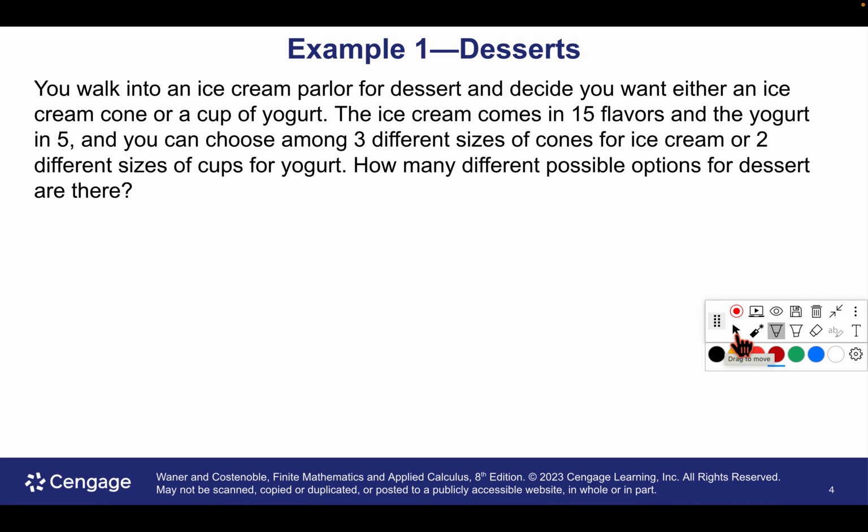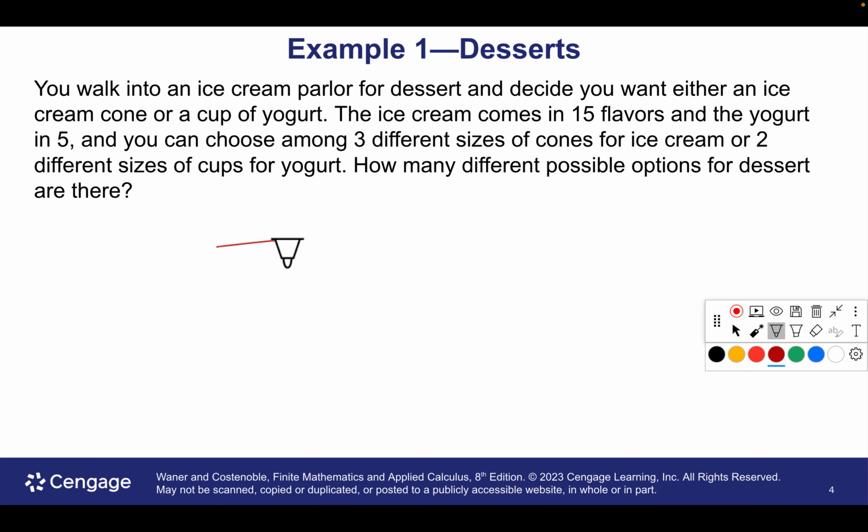So you walk into an ice cream parlor for dessert and decide you want either an ice cream cone or a cup of yogurt. So are we going to get both? No, we're only getting one. So I'm going to need just kind of like one line. I'm only going to get one thing, but I've got these 2 different things.